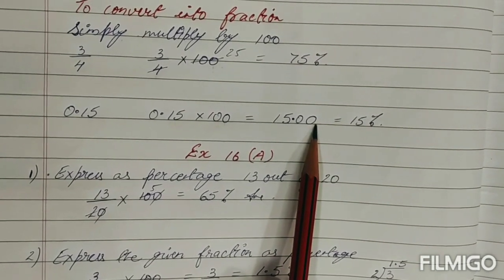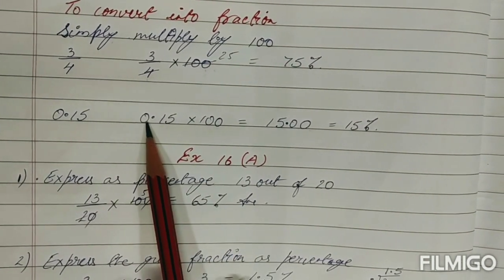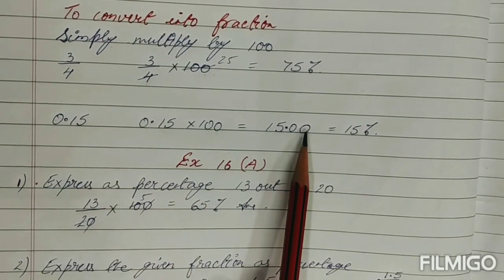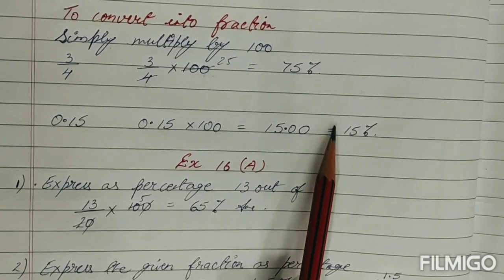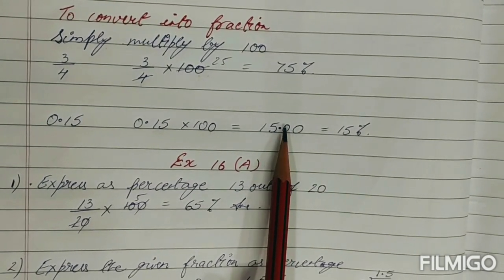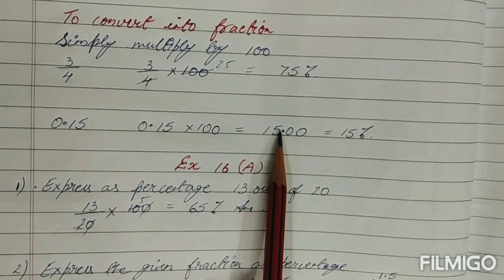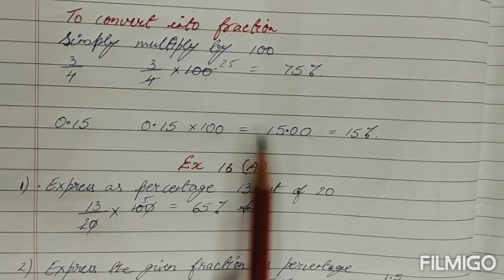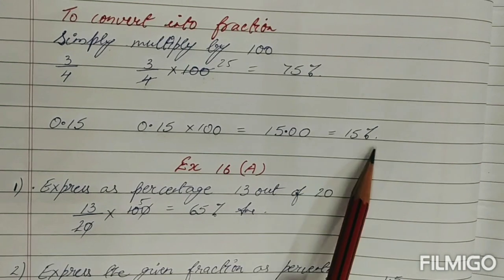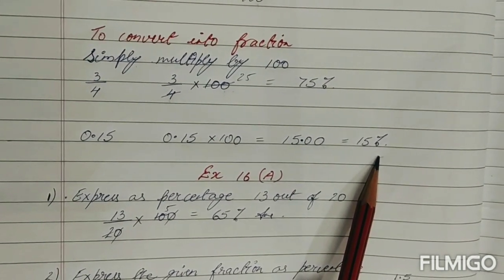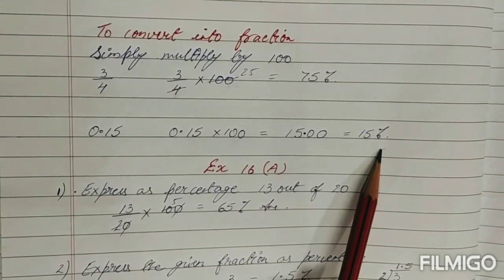2 zeros. Now we see after how many places is the decimal put, children? 1 place and 2 place. So in my answer also, from this side I am going to calculate 2 places, 1 place, 2 place, and I am going to put a 0. So my percentage 0.15 can be written as 15%. So this is how you convert a fraction or a decimal number into percentage.